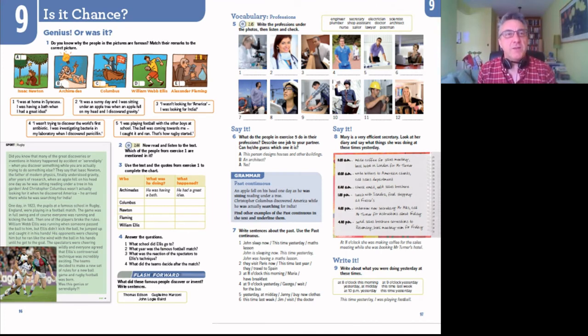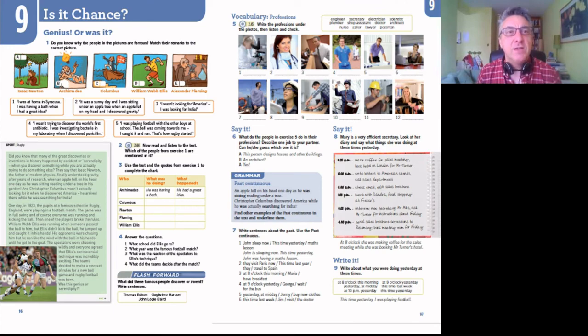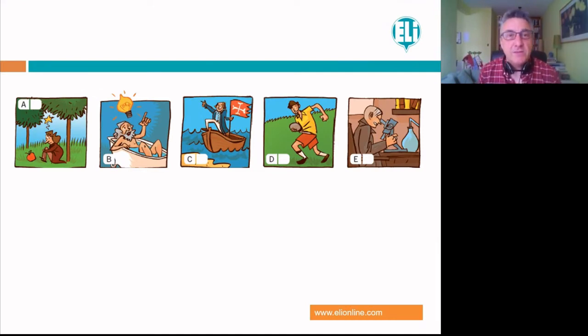Here's a bit of CLIL. Okay, so we've got history here, I think, discoveries. So let me just quickly drill into that opening part. What I've done again is I've taken that unit. Okay, genius. Do you know why the people in the pictures are famous? So I would probably just take that and see if my students, before they open the books, would understand what's going on here. Maybe they'd figure out there's something to do with discovery, inventions, okay?